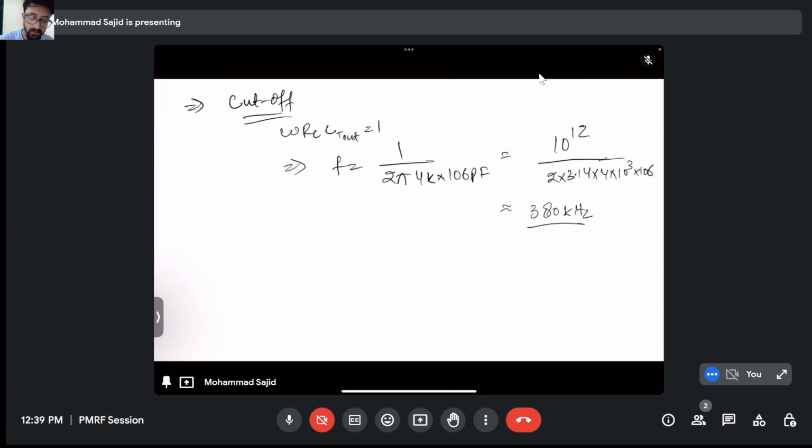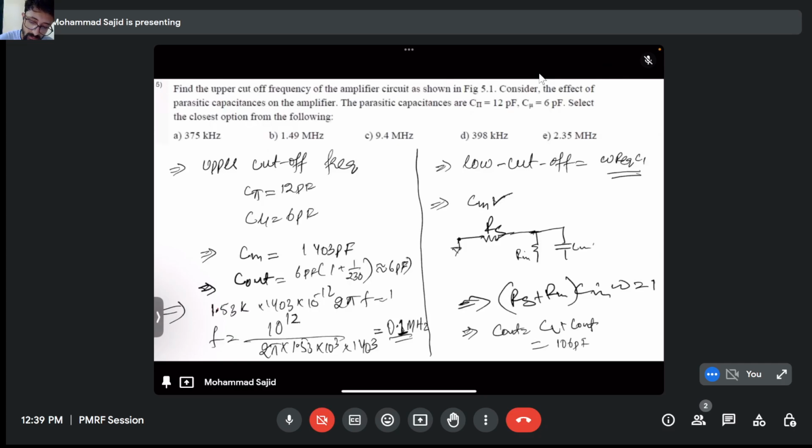So this is very near to this option. Yes, so this one should be the correct option. So this is how you find it. So this will be your upper cutoff frequency because this is a very high value compared to this one. So the output cutoff frequency will be determined by your output capacitance, the load capacitance.